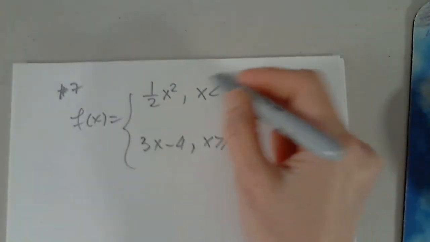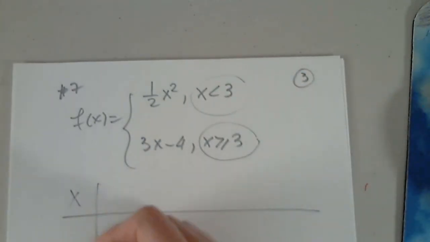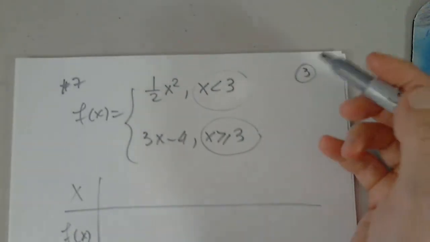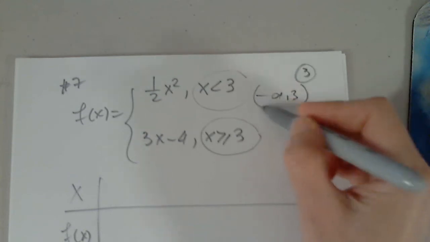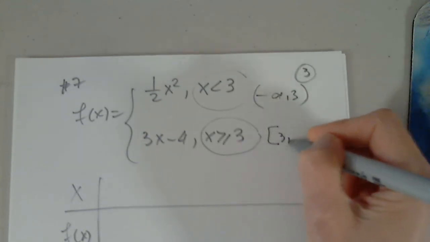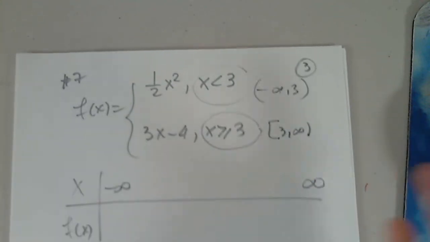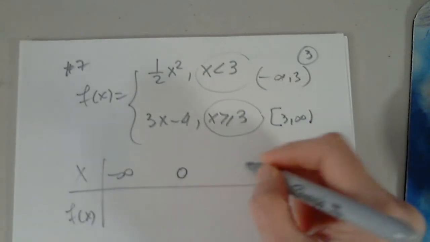So the thing is, domain, that's the starting point. If I don't know what to plug in, then I will not be able to graph it correctly. So obviously this is negative infinity to 3. And this is definitely 3 to infinity. So it's everything. The domain of this function is all real numbers. 3 is a key point or a key value.